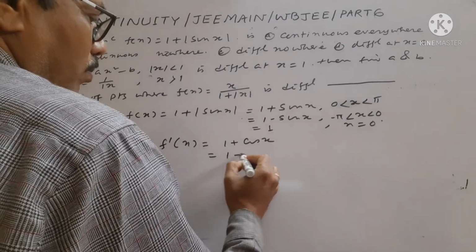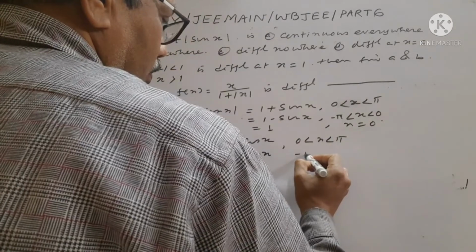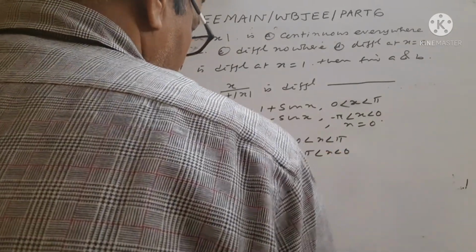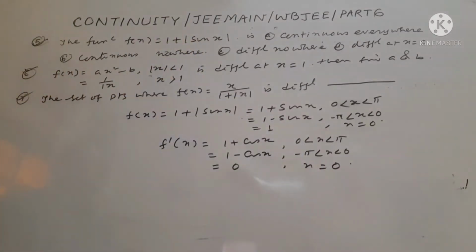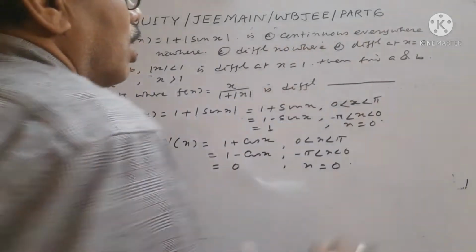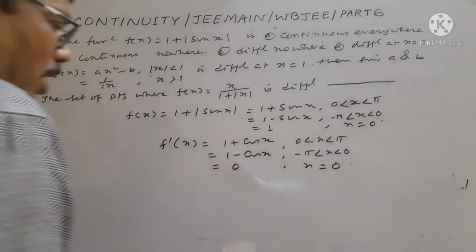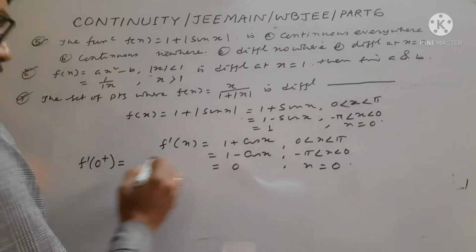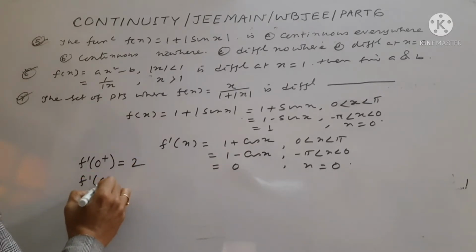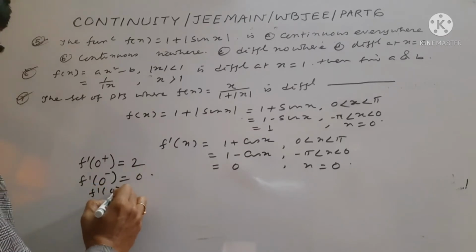And this is 1 minus cos x. It equals 0 at x equals 0. So, look, a restriction is imposed at x equals 0. So, what is f dash 0 plus? It is 2. F dash 0 minus is 0. And f dash 0 equals 0.